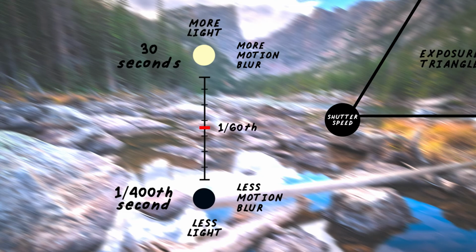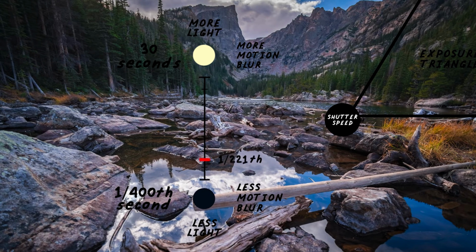Finally, let's say we don't have a tripod and we want to make sure that there's no motion blur in the image, so we'll put our shutter speed up at 1/300th of a second. Nice! Okay, now let's try some trickier shots.